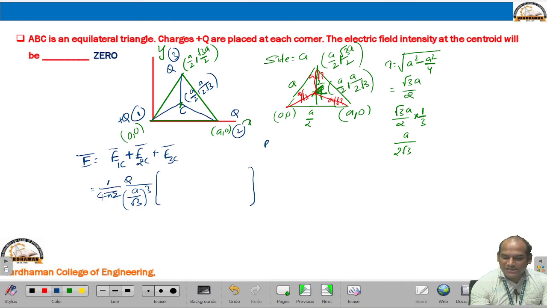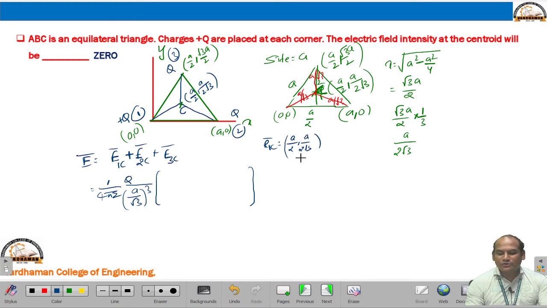So first, the distance vector R1C is observation point minus source point, everywhere, from Coulomb's law onwards. In the case of R1C, our observation point is A by 2 comma A by 2 root 3, and the source point here is 0, 0. So observation minus source point gives A by 2 comma A by 2 root 3. A by 2 is the x component and A by 2 root 3 is the y component.